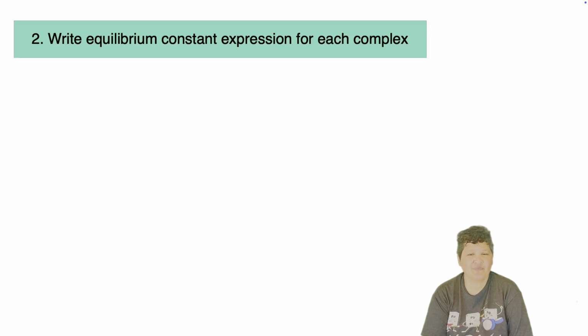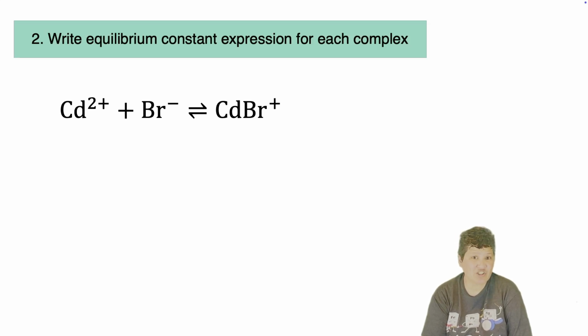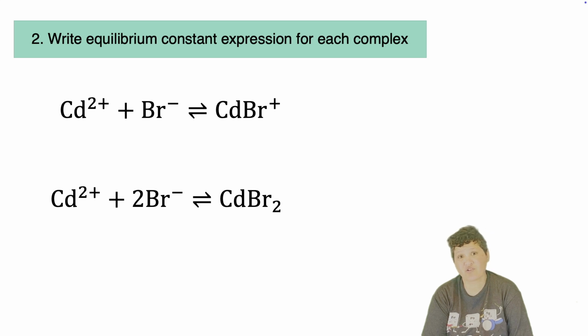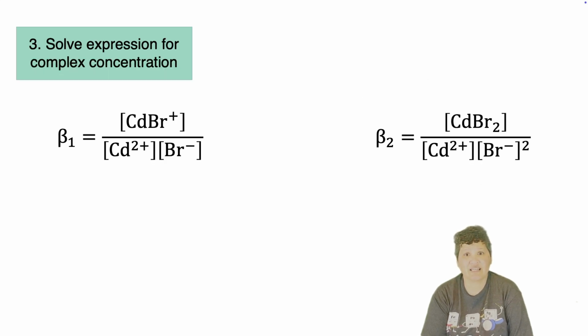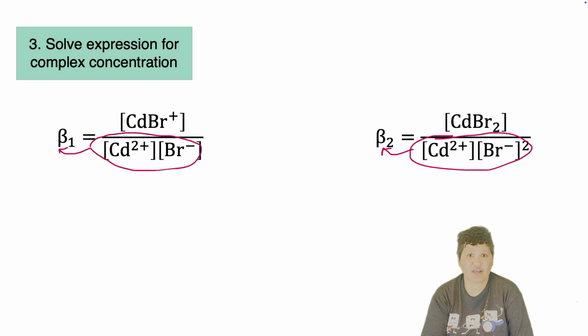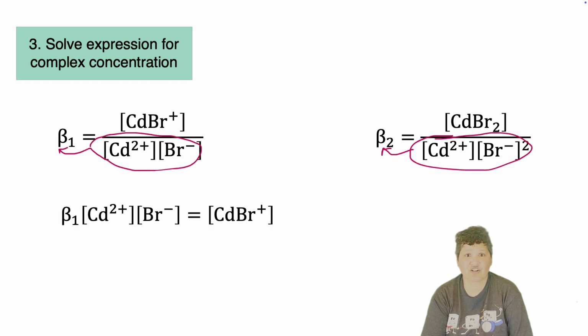Now that we know what complexes will form, we can write the formation reaction for each complex and use those reactions to write the equilibrium constant expressions. We can then take those equilibrium constant expressions and rearrange them to solve for the concentrations of each individual complex.